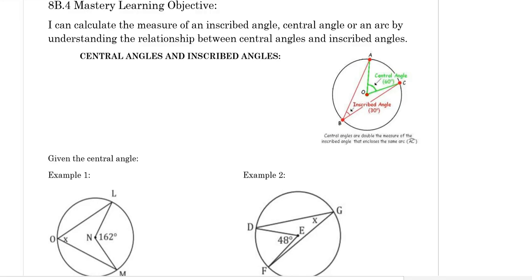Hey guys, in this video we're going to be talking about 8B.4. Our mastery learning objective is: I can calculate the measure of an inscribed angle, central angle, or an arc by understanding the relationship between the central angles and inscribed angles.